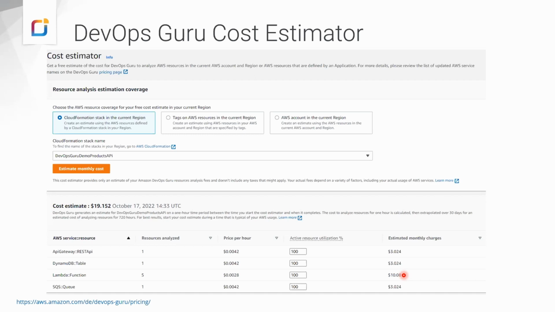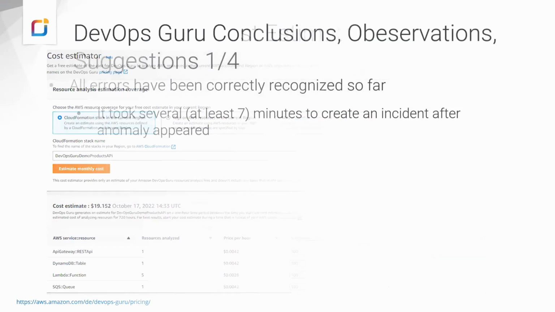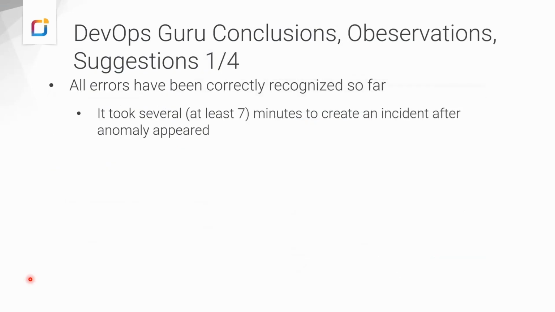But depending on how you design the application, the number of Lambda functions is one of the factors here. So now, to wrap up, the situation, the conclusions, observations, and suggestions. All errors have been correctly recognized so far.